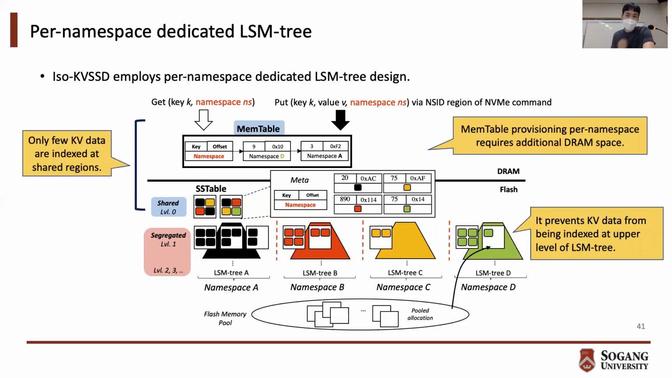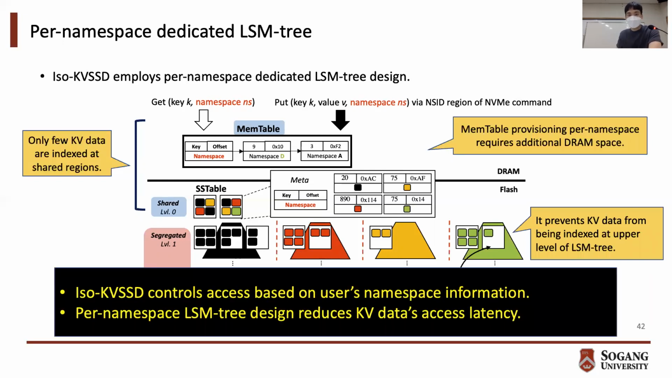The main effect of the per namespace LSM tree is that it prevents key value data from being indexed at the upper level of the tree. So ISO key value SSD can control access based on users' namespace information and reduce key value data's access latency.